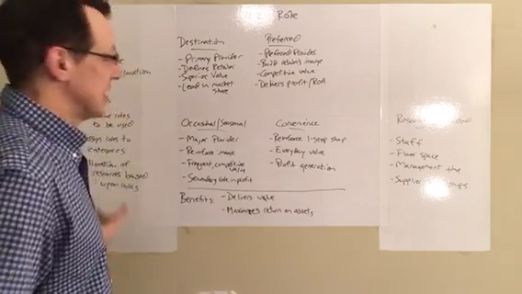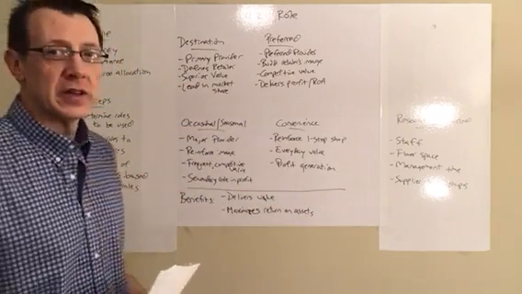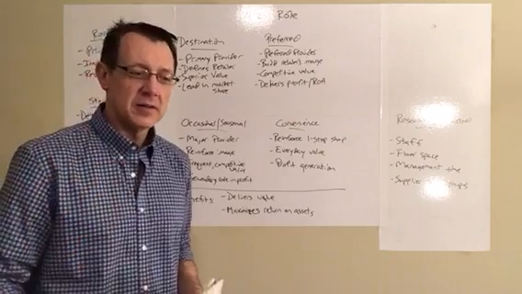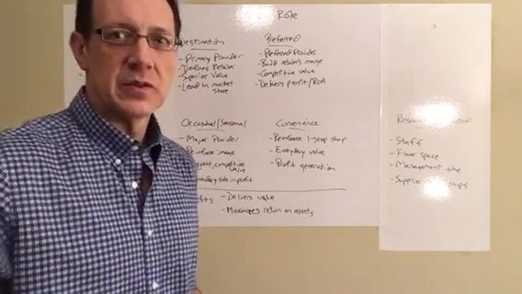So that in a nutshell is chapter 4.2. Went through it kind of quickly, but I just want to make sure that we covered what roles do for categories.